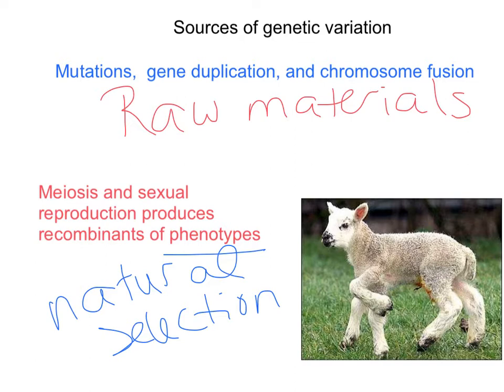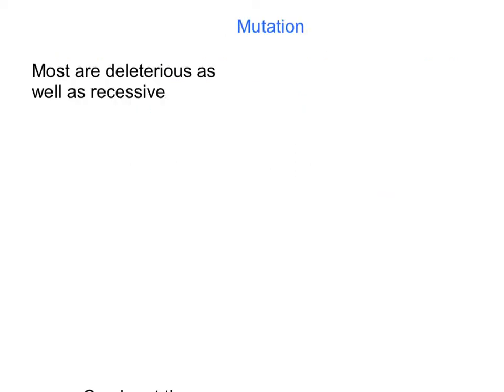Once we mix all these genes together with meiosis, sexual reproduction, and we end up with new phenotypes, is that an advantageous trait that is going to carry on in the population? So mutations, as a general rule, many of them are not advantageous. They're deleterious or they are harmful. And a lot of mutations are also recessive, okay, which is beneficial if it's a harmful mutation because it's harder to pass it down.